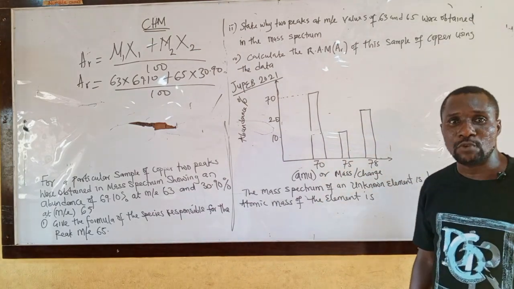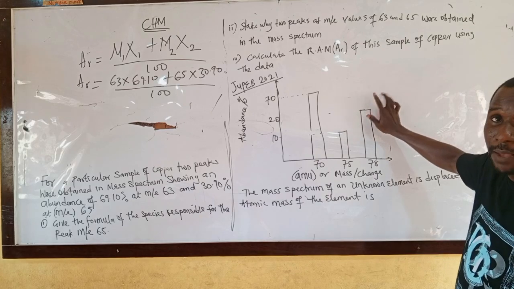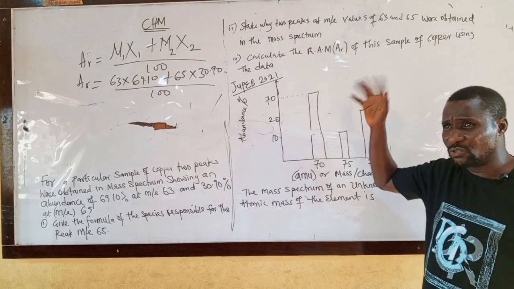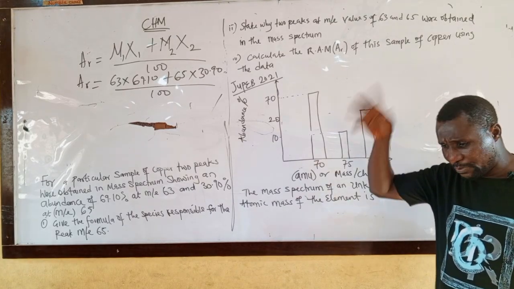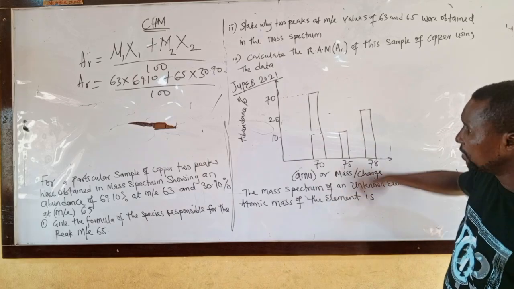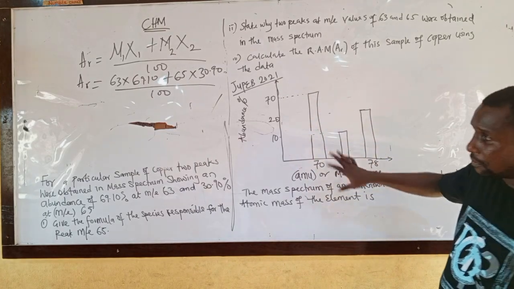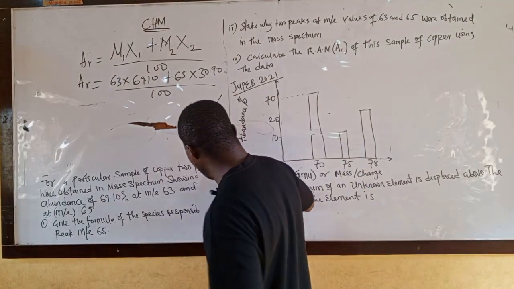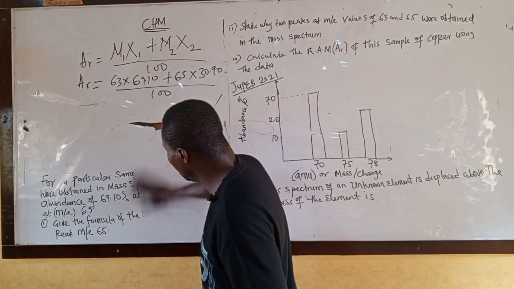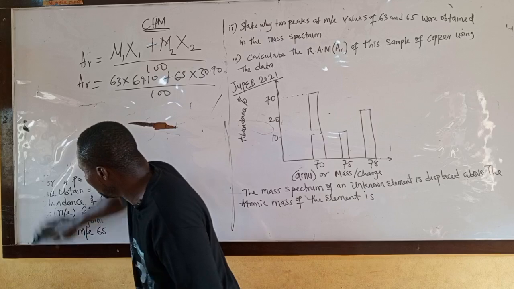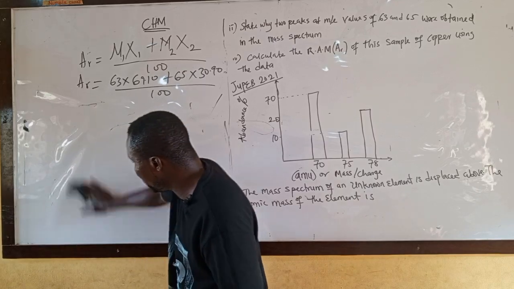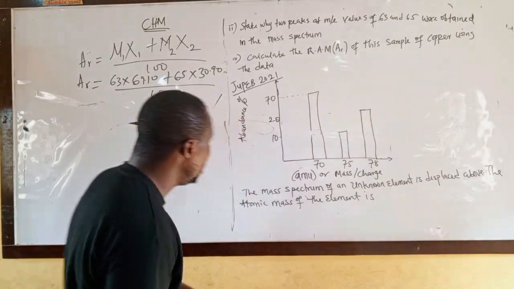2021 JUPEB question, number 8 or number 9. This is the graph of what? Mass spectrometer analysis. That's the graph. Let's solve it. Very simple. Look at this.